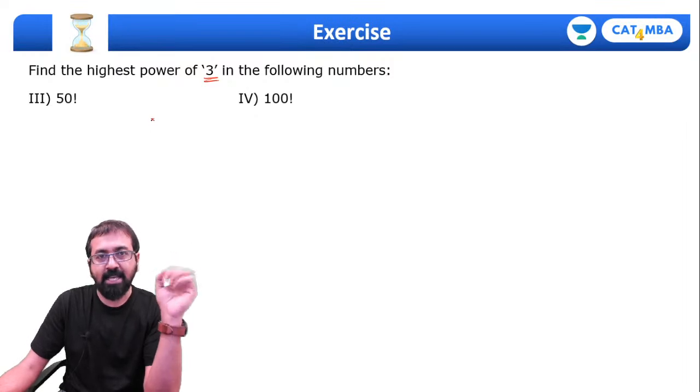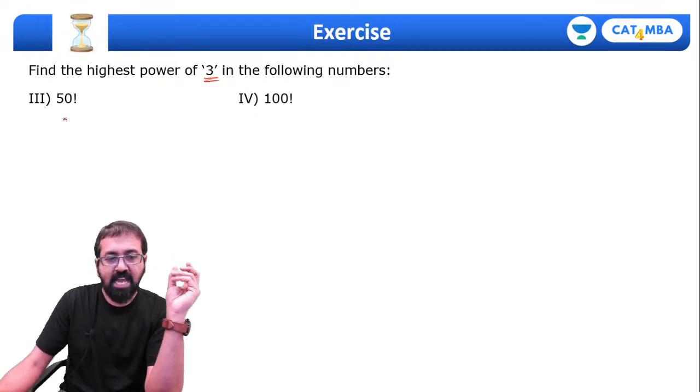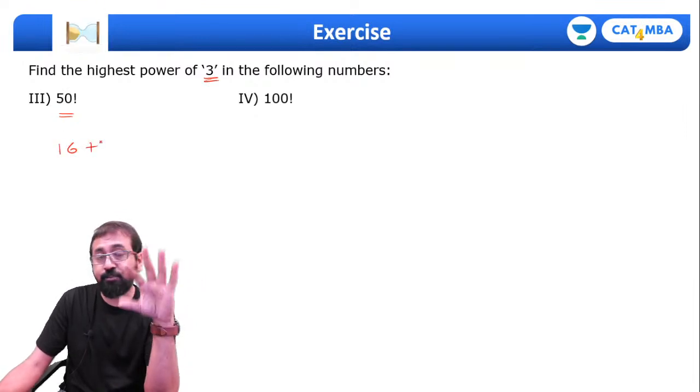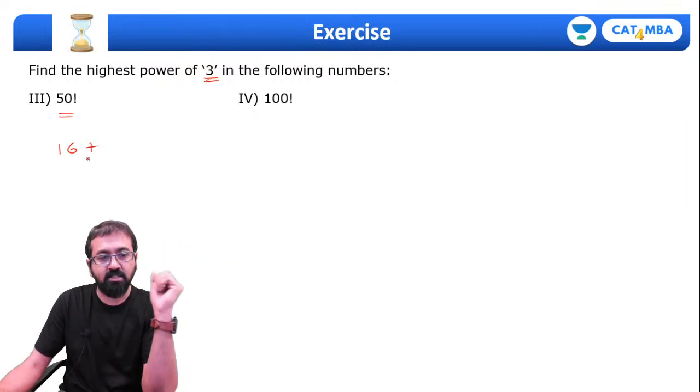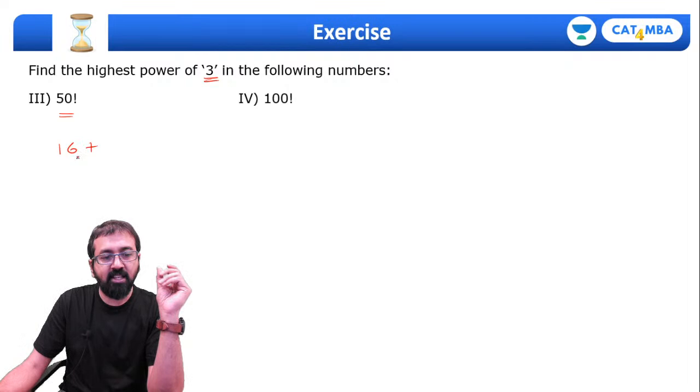So quickly type your answer in the chat box. I am doing it over here. So 50 divided by 3, it's 16. Again, see, for this, your tables should be good. If you're good at tables, you can quickly answer these questions. So 50 divided by 3, it's 16.